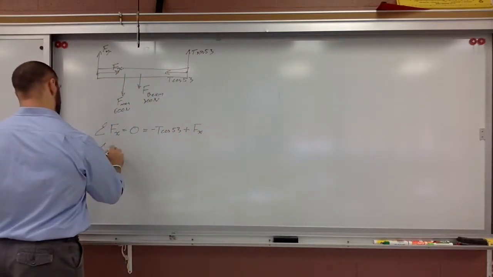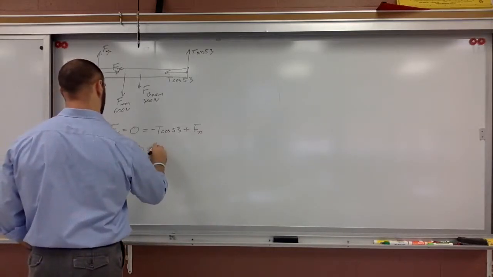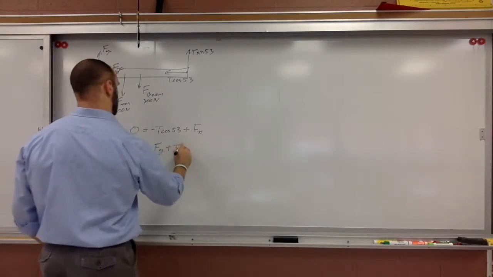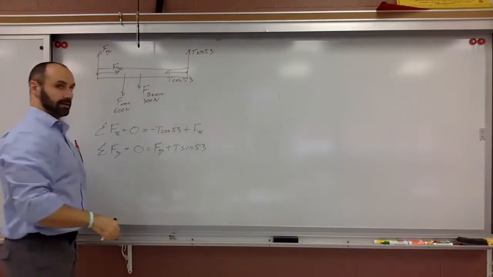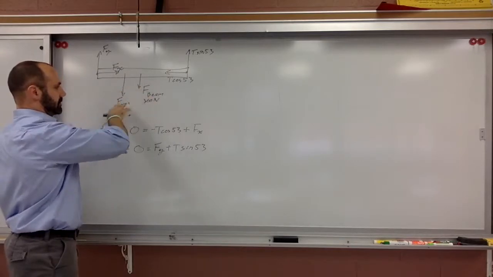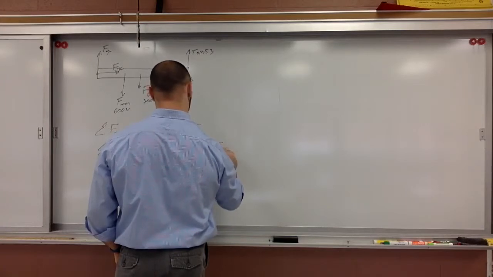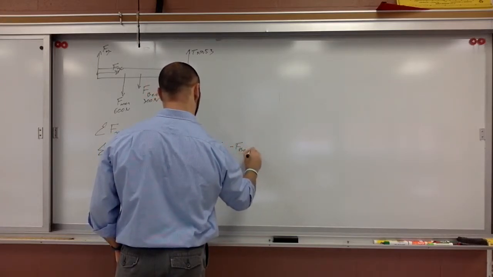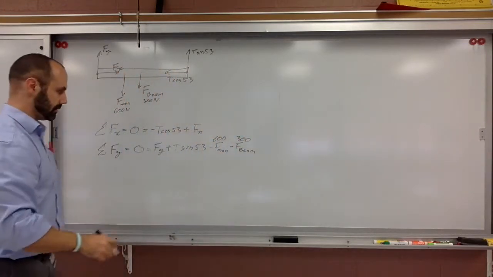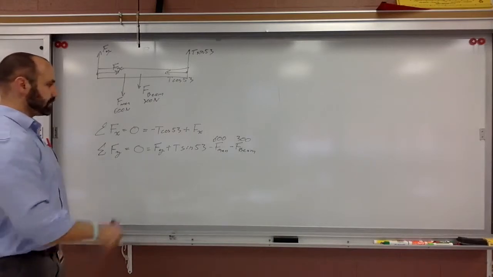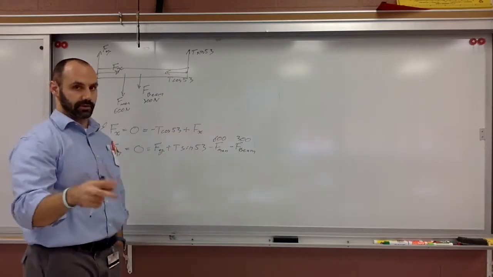Okay. Sigma Fy equals 0. What are all the vertical forces? I've got Fy, T sine of 53, those are the two positive vertical forces. And then these are the two negative vertical forces: minus F man, minus F beam. I know this is 600, and I know that that's 300. That'll be useful later. But now I have three unknowns in the equation, so I can't do anything yet.